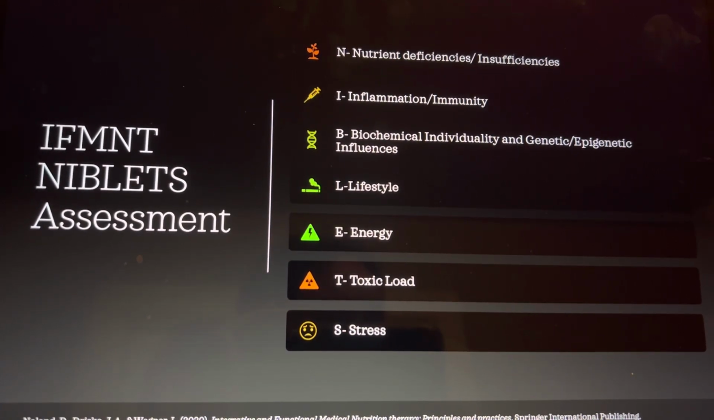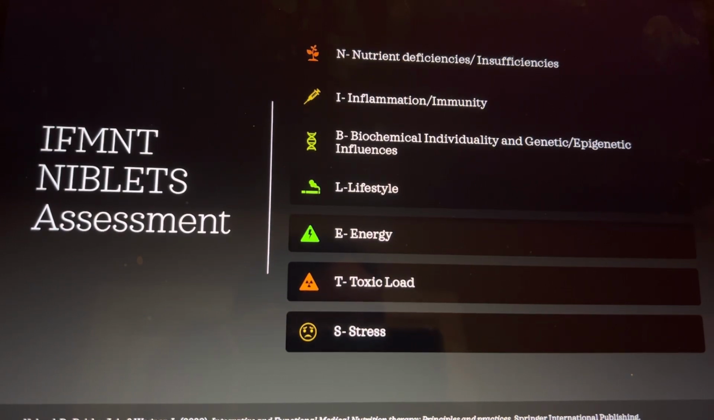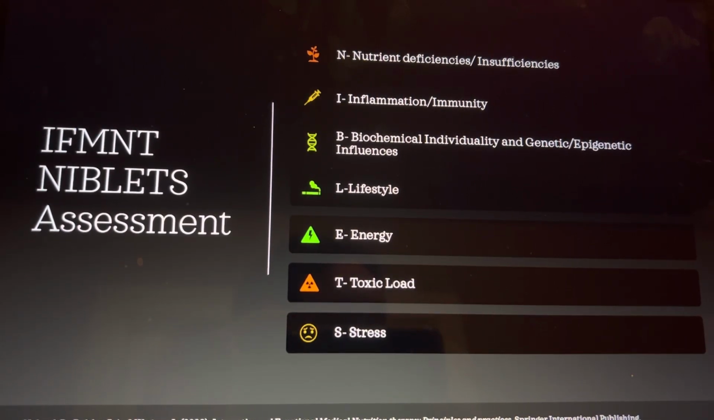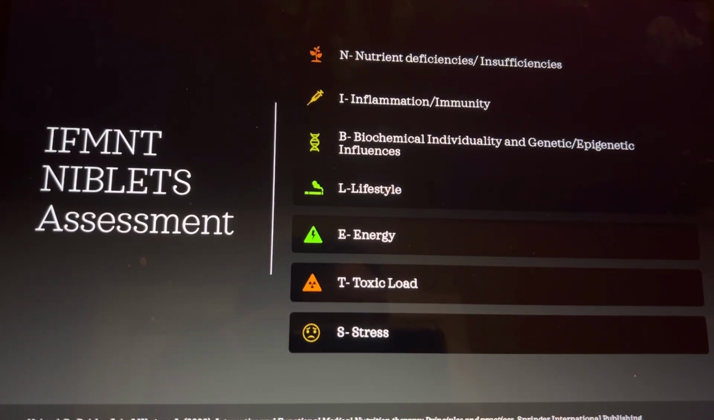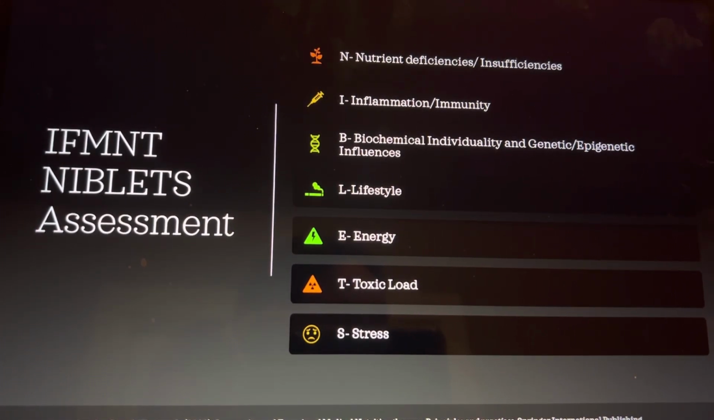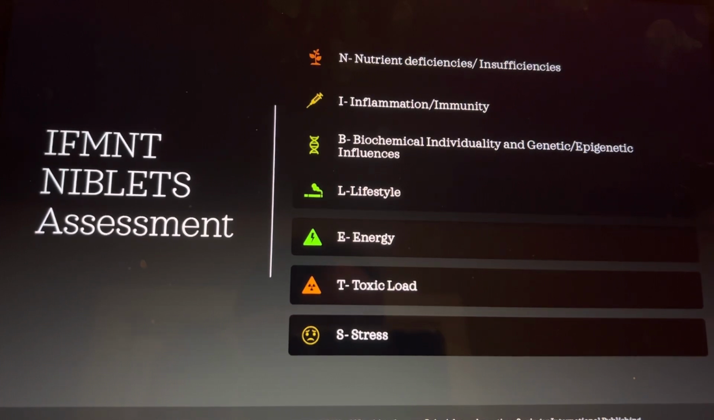E is the assessment of energy. Assessing the amino acid L-glutamine and serotonin precursors like 5-hydroxytryptophan may help in understanding the lack of energy patients are receiving from their nutritional sources.